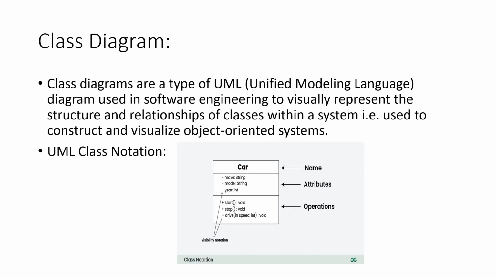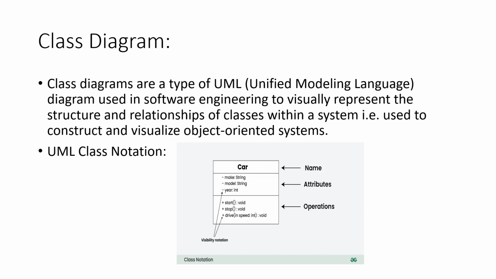The fourth one is the class diagram. Class diagrams are a part of UML. UML is the Unified Modeling Language. We can divide the system into separate entities and call those entities classes. The class diagram shows the structure and represents the relationships between classes within the system. So we have the UML class notation. There are three components of class notation. The first one is class name. The second one is attributes, and the third one is operations.